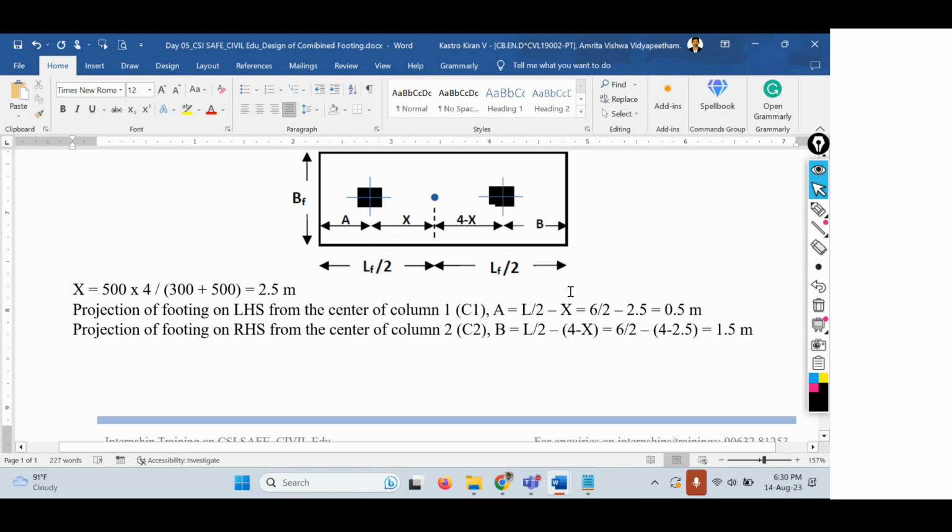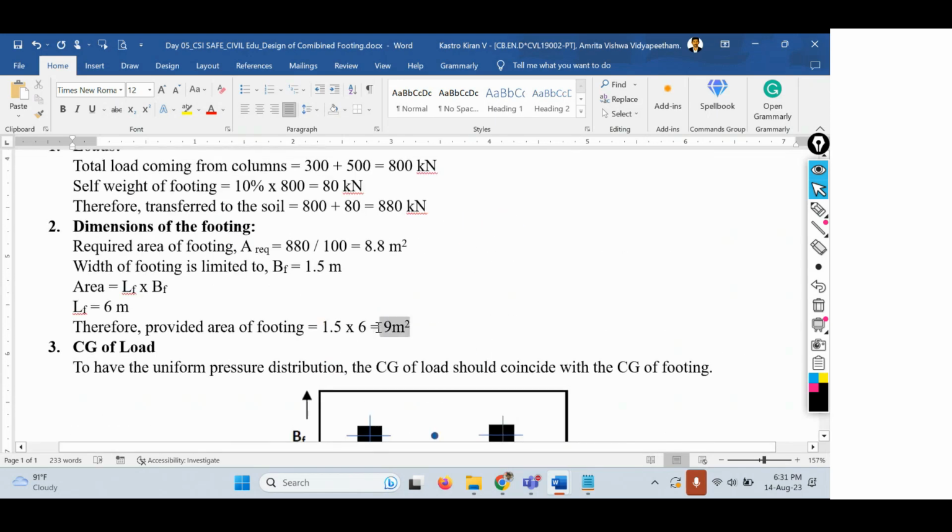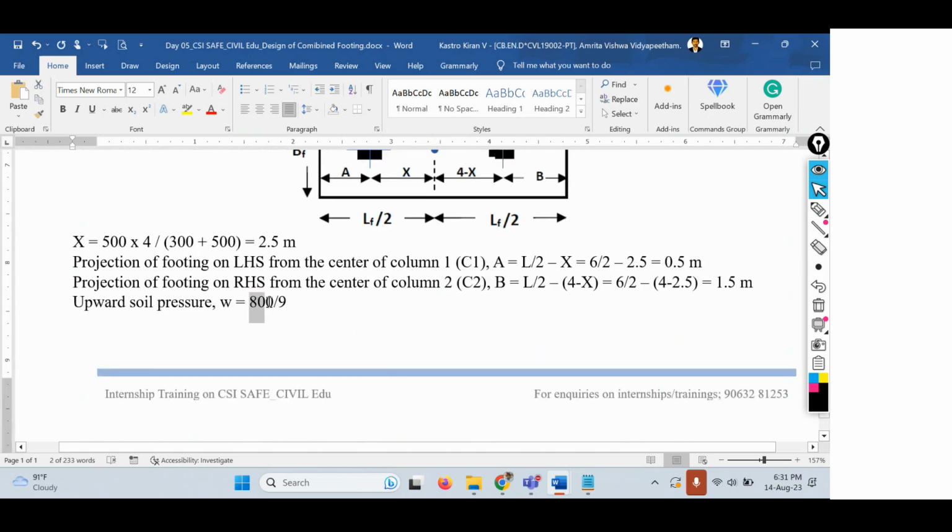From this, we have to calculate the upward soil pressure. Upward soil pressure, W equals, how to calculate it? Total load, that is 800 kilonewtons, divided by the provided area of the footing, which is 9 square meters. You can see here, the total load is this one. So the total load from the columns divided by the area of the footing. 800 divided by 9 gives us 88.89 kilonewtons per square meter. So that's the upward soil pressure.